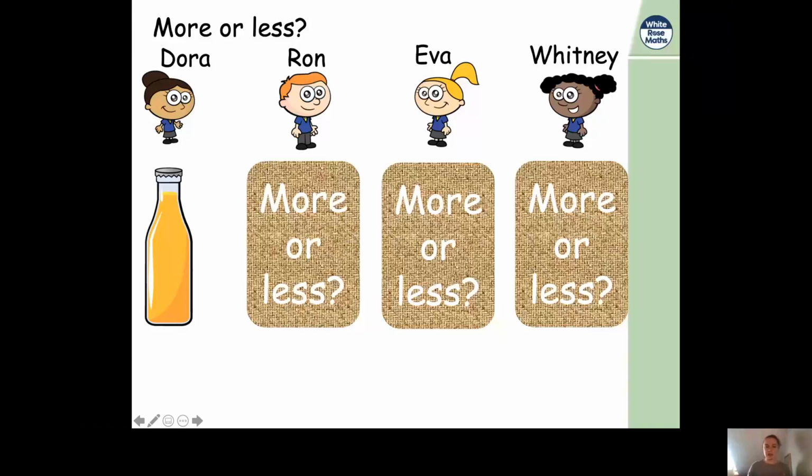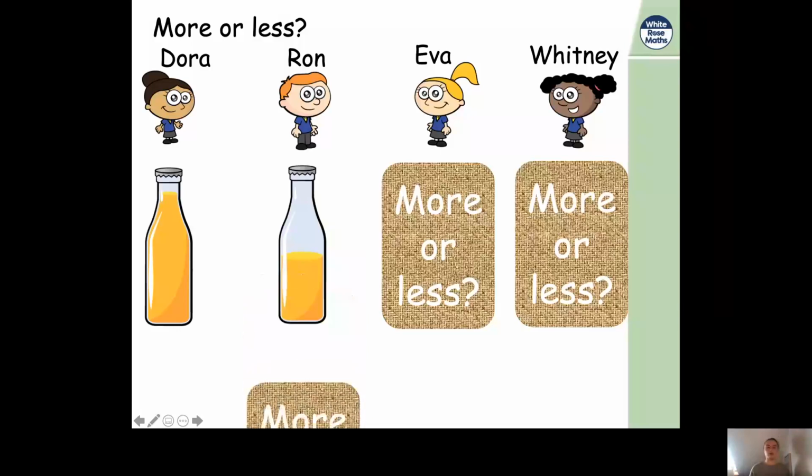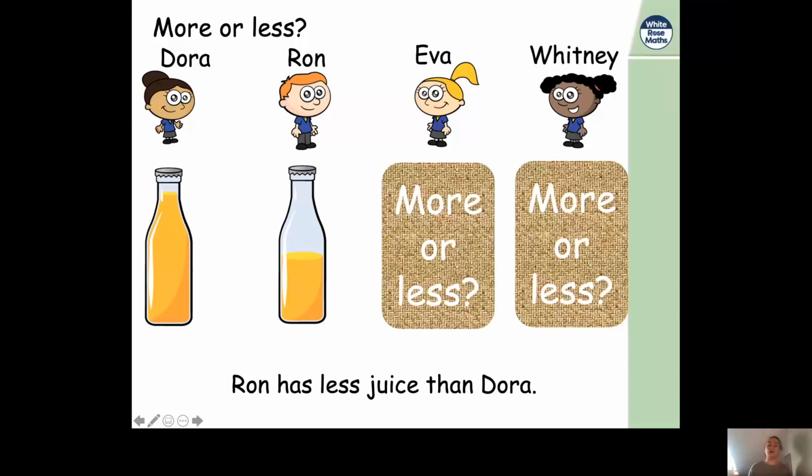Now, as you can see, Ron, Eva and Whitney are hiding their bottles. So we're going to now have a look at Ron's bottle and see if we can compare it to Dora's. Okay, so there we go. Ron has revealed his bottle of juice and now we're going to compare it to Dora's. Has Ron got more juice than Dora or has he got less juice than Dora? Well, I can see that Ron definitely has less juice than Dora. So therefore, Ron has less juice than Dora.